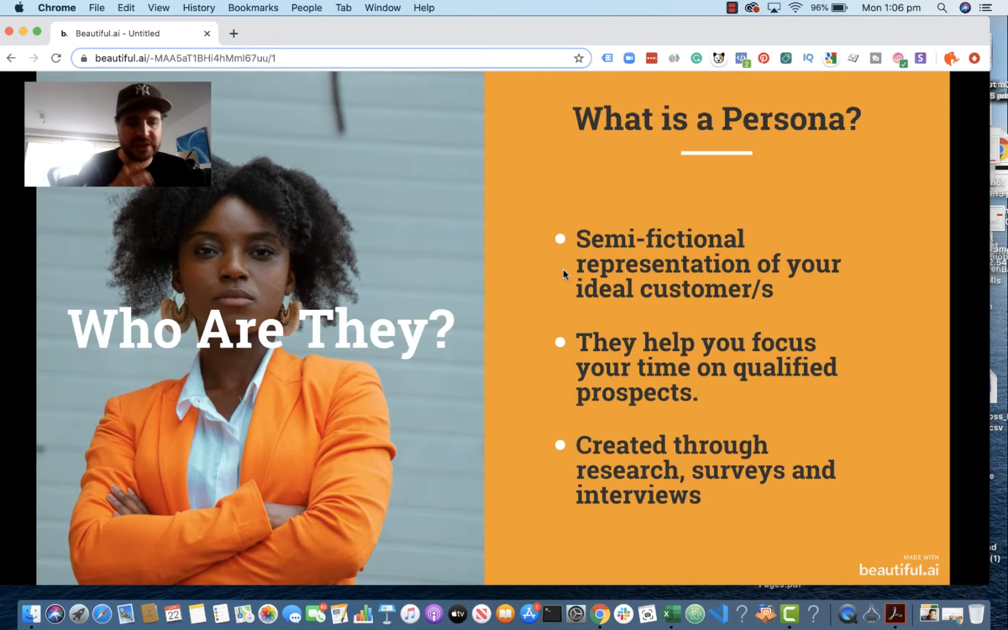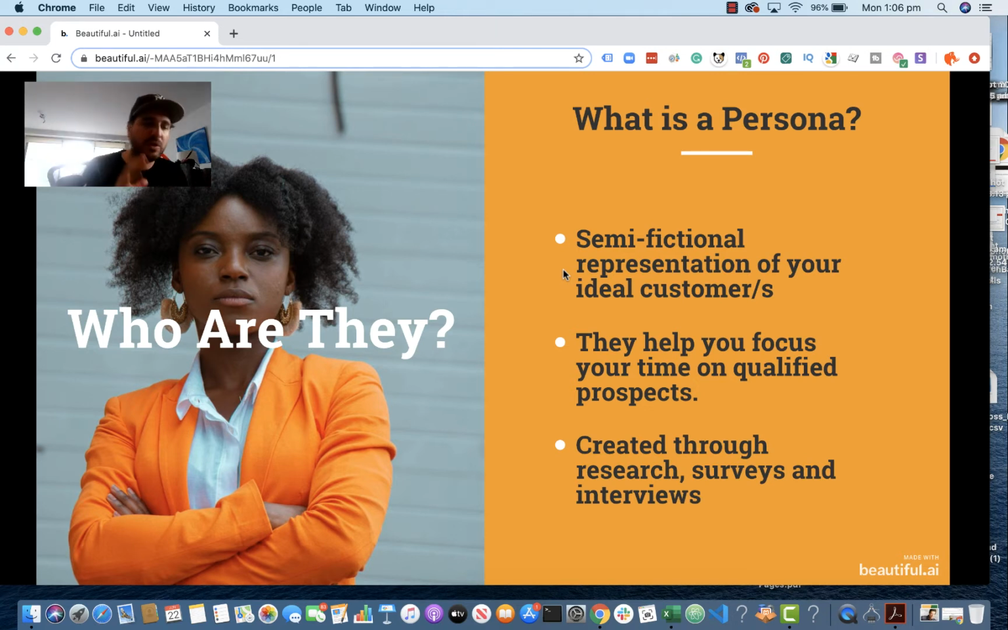So what is a persona? It's a semi-fictional representation of your ideal customers. They help you focus your time on qualified prospects. So this is what we're talking about now. If you can understand your customer on a much deeper level, it means that you can target them much more effectively. And when we're talking about ad spend, that means cheaper ads and better return on investment.